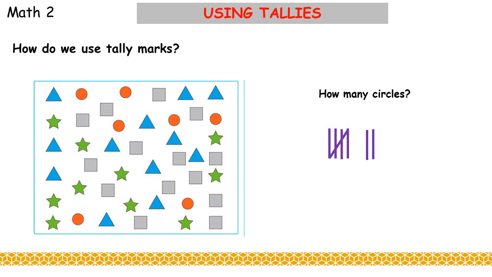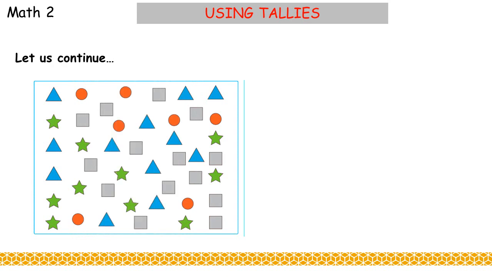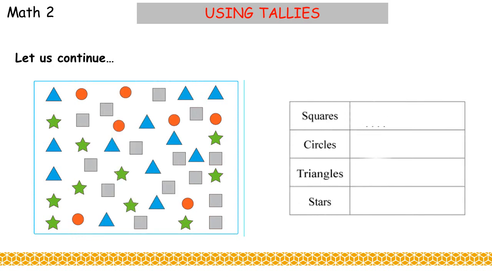Look at the tally marks now. How many circles were there? You're right. We have 7 circles. Let us continue. We will be completing this chart. Remember, we have 7 circles. Next, we will be counting the squares using tally marks. Let us start.